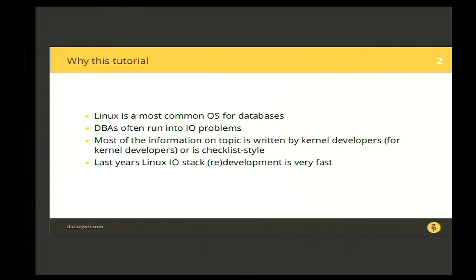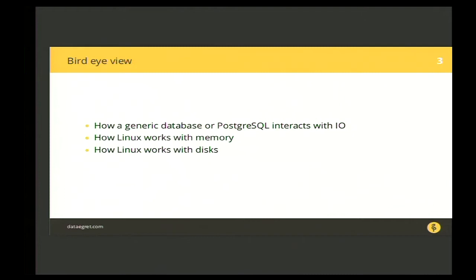So, a bird's eye view of our agenda: how a generic database or Postgres specifically interacts with IO, how Linux works with memory, and how Linux works with disks. Those two things are very tightly interconnected because the whole stack is involved. We cannot only tune some disk parameters and achieve the best IO. We need to tune memory and disks together.